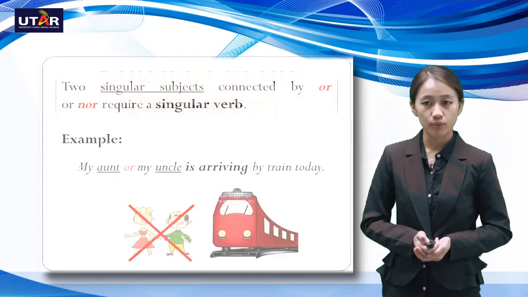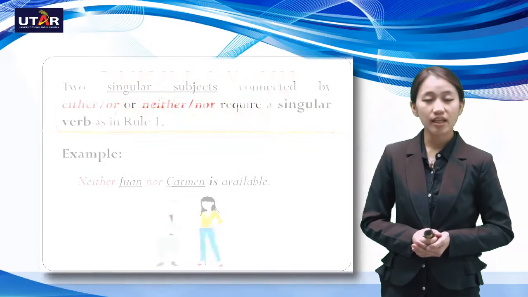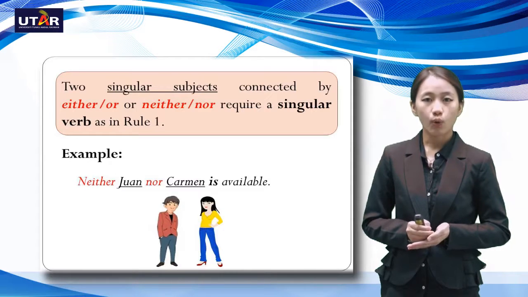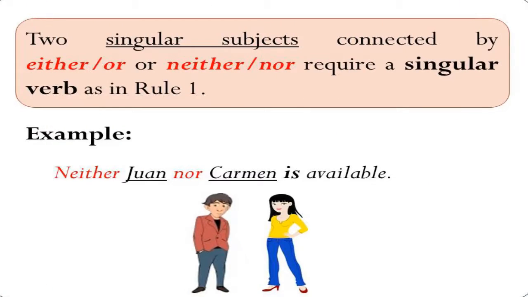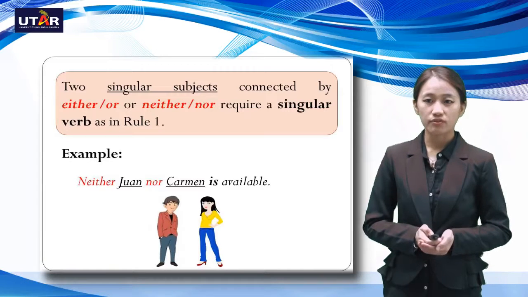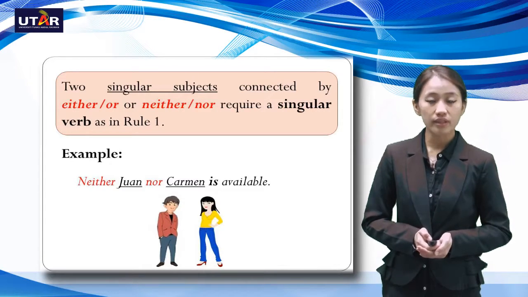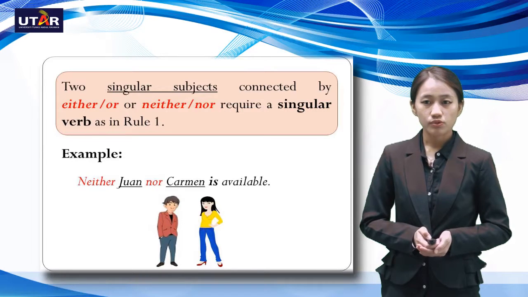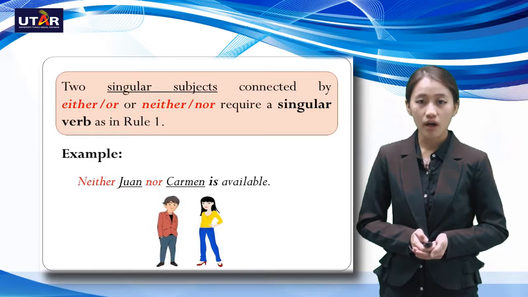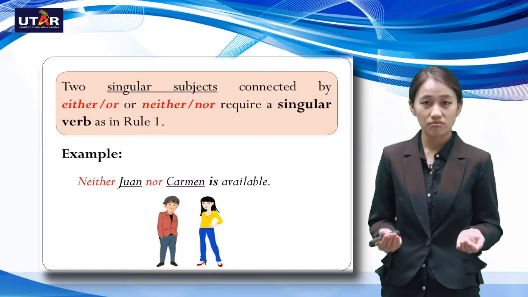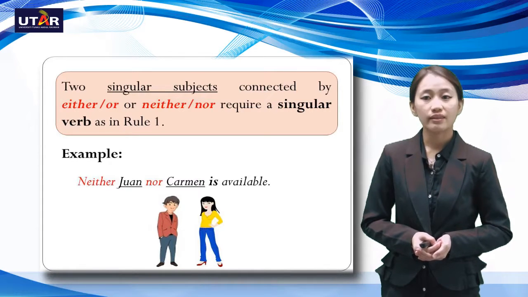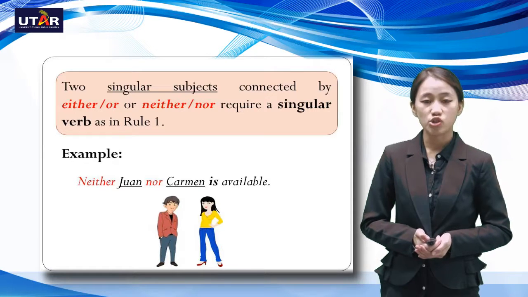Now looking into rule number 2. Two singular subjects connected by either or neither nor require a singular verb similar to rule number 1. Rule number 1 was just or nor, but now they are in pairs, either or, neither nor. Let's look at the examples given. Neither Juan nor Carmen is available. So again, neither Juan nor Carmen is available. As you can see, no one is there. So we look at it as singular. That is why you use the singular be verb, which is.